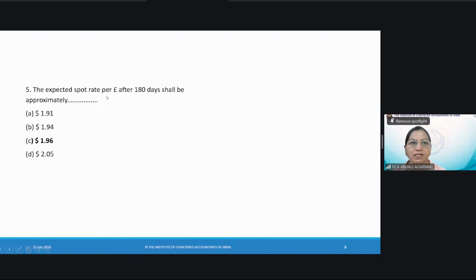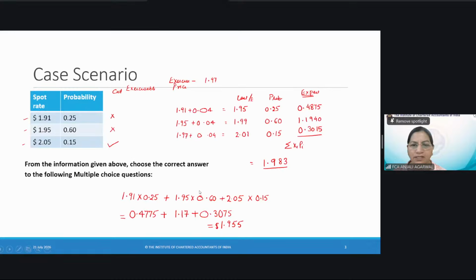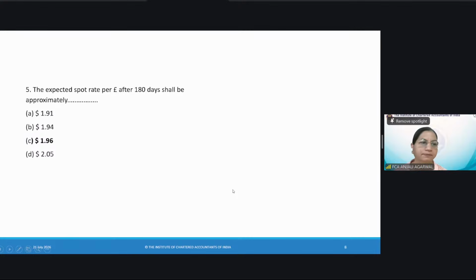One more question. What is the expected spot rate of the pound after 180 days? So we have already calculated that in the first question itself. It is 1.955. So if you round this off, it will be $1.96. So this is the correct answer. So this is how you use the options to hedge your foreign exchange exposure. Forward contracts, options, money market hedge.